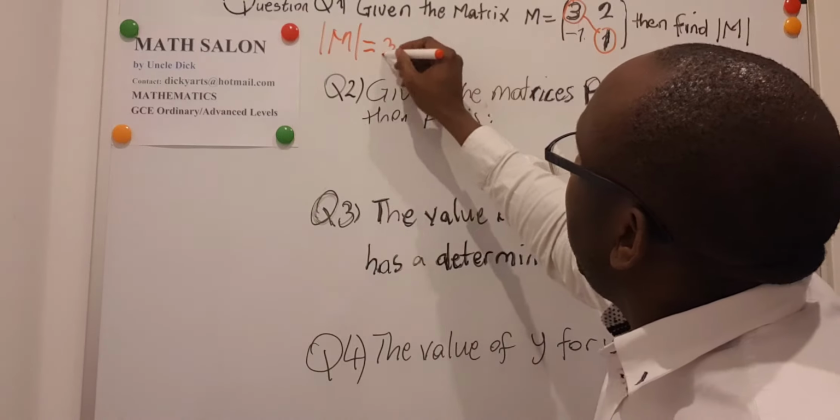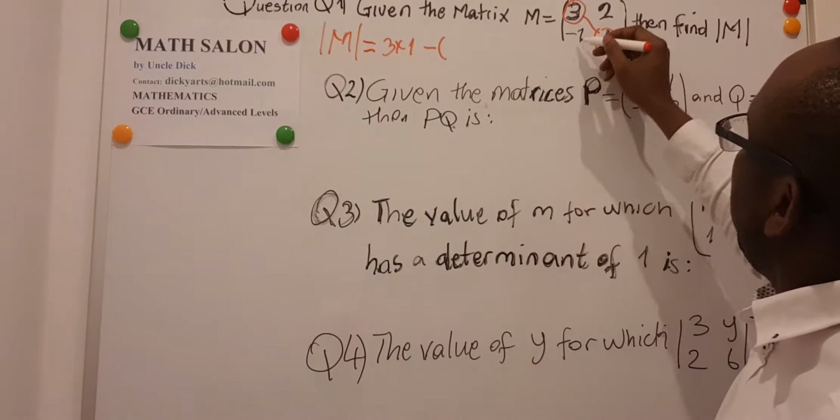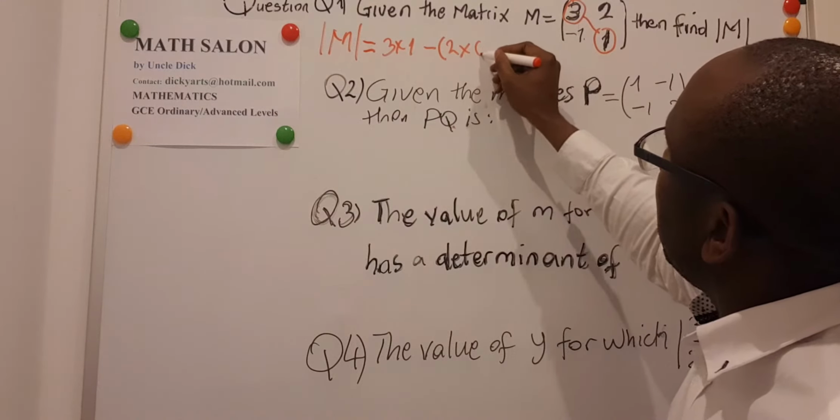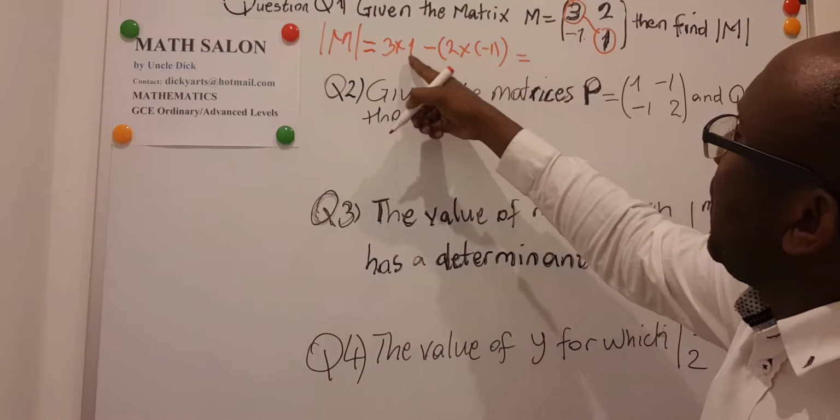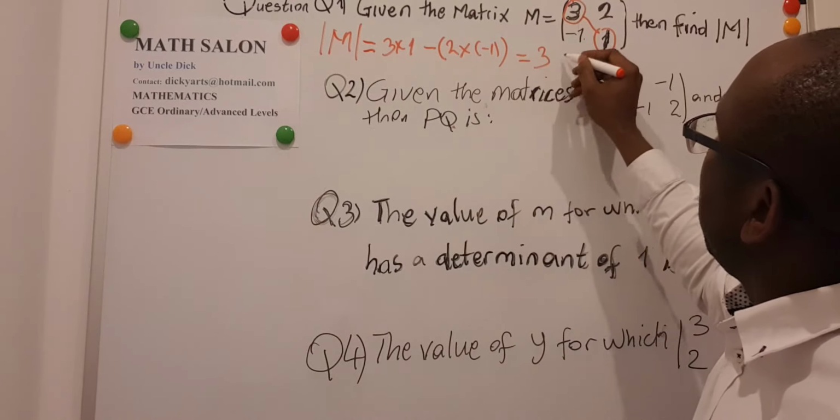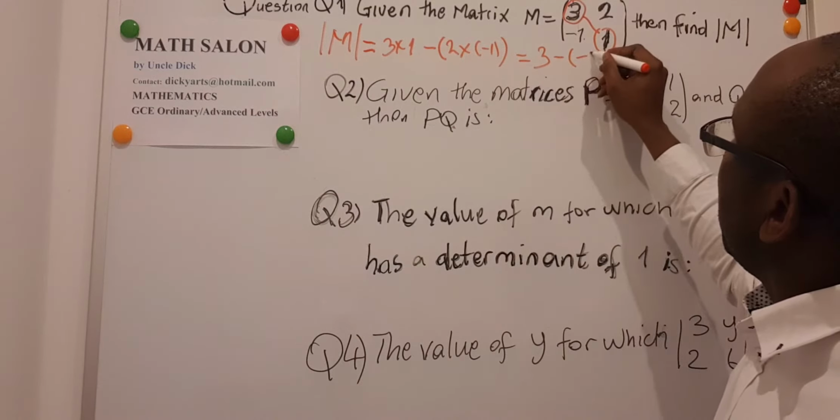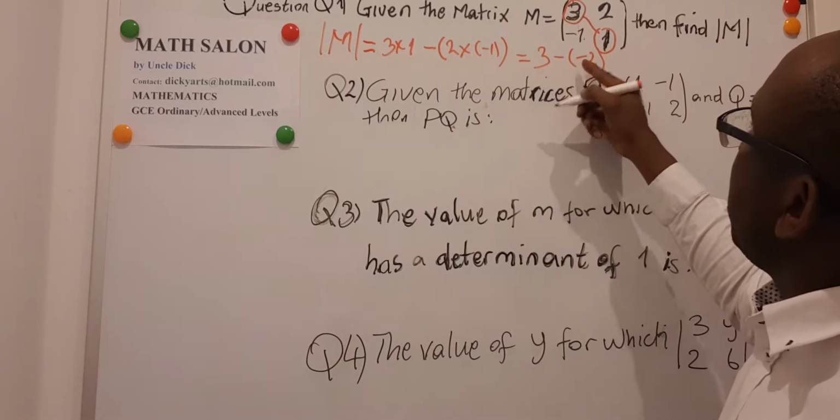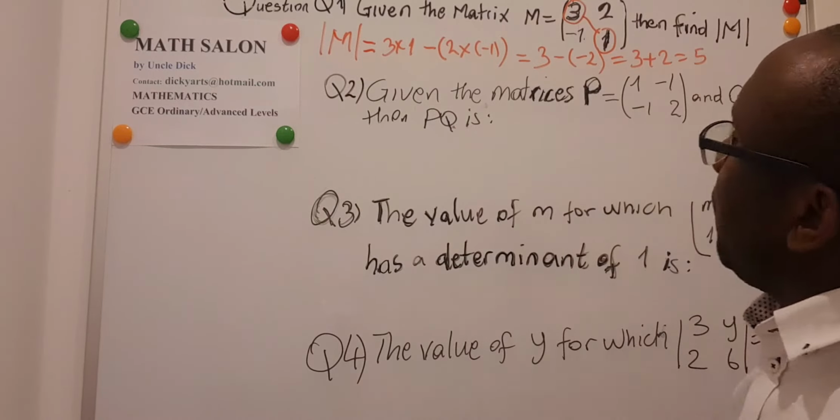So that is 3 multiplied by that minus this multiplied by that, 2 multiplied by minus 1. If we do this properly, 3 times 1 is 3, minus 2 times minus 1 is minus 2. But minus 1 times minus 2 is plus 2. So this is 3 plus 2, and that is equal to 5.